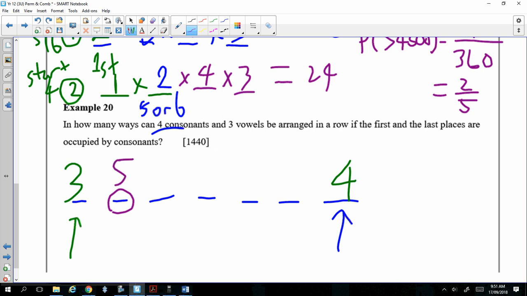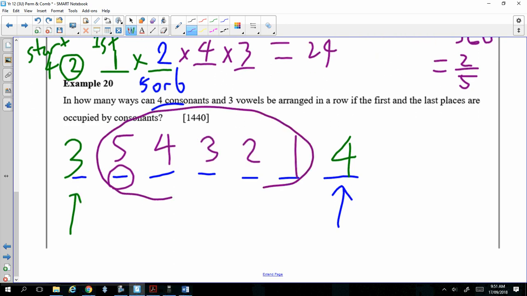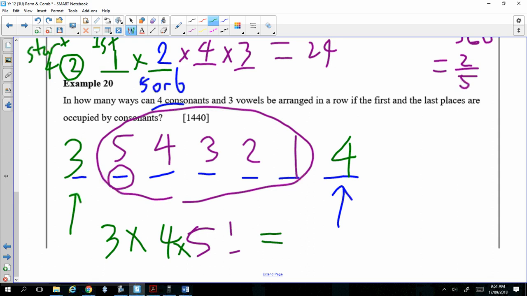Do not jump to factorial straight away until you're confident. Okay? So let's do that on a calculator. 12 times 120, which is 5 factorial, gives 1440, which is correct. Okay, good. Next question.